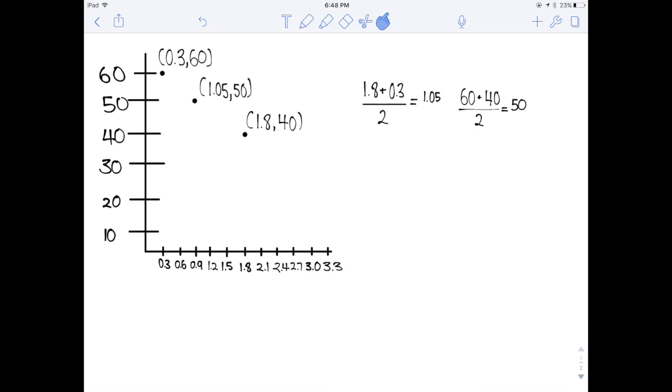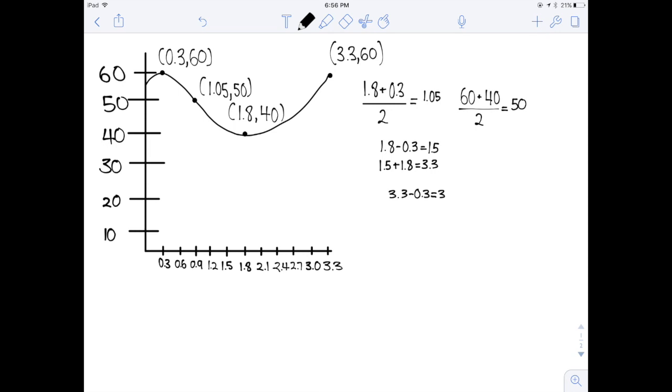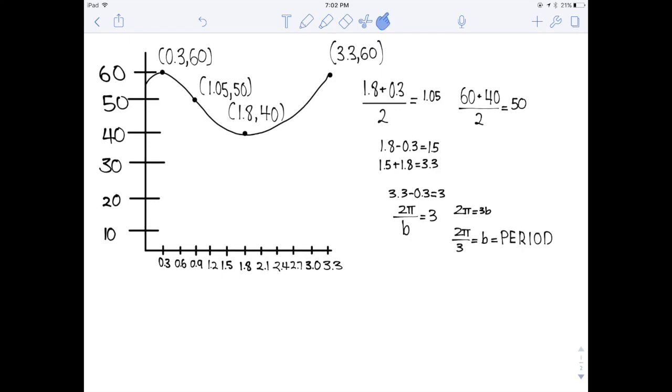And to get the next highest point, we subtract 1.8 and 0.3, which is 1.5, and then add 1.5 to 1.8, in which we get 3.3. So we can graph (3.3, 60). And to calculate the period, the equation is 2 pi over b. So the distance in between is 3.3 minus 0.3, which is 3. So then we can plug that into the equation and solve that b is 2 pi over 3.